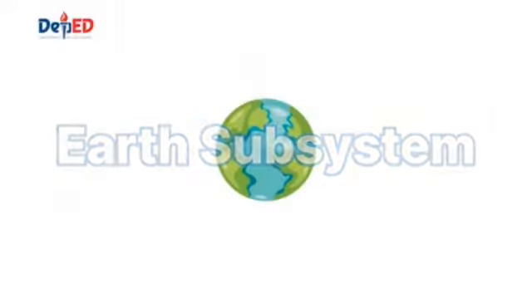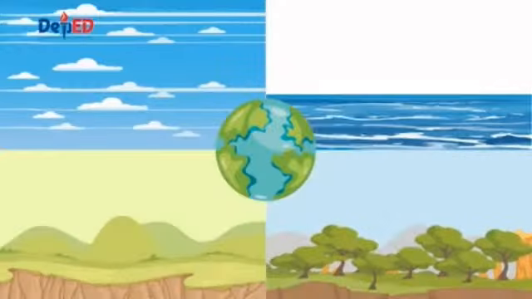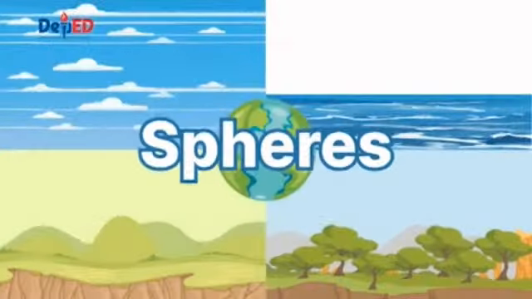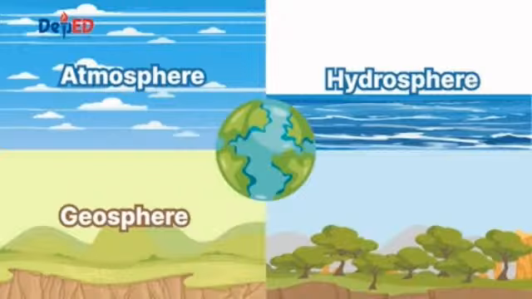Our planet is one large system, and each of the parts acts as a subsystem. They all work together to make Earth the habitable place that we know it to be, and we call these parts spheres. It has 4 subsystems: hydrosphere, geosphere, atmosphere, and biosphere.